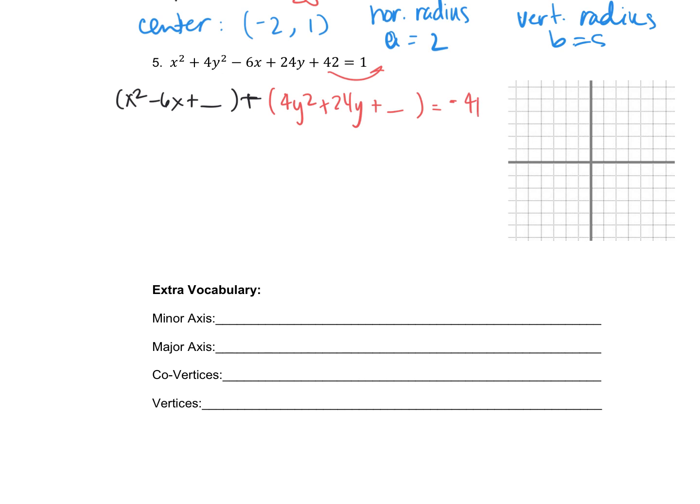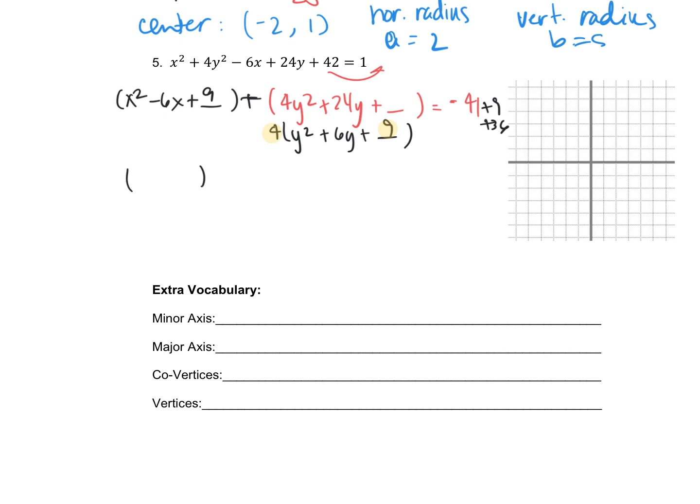Okay, so let's complete the square. So first one, -6 divided by 2 squared is going to give me a 9. So I had 9 over here. This is good. Oh, this one, sorry, we have to pull out a 4 first. Now we can do something with that. So that's going to be a 9 again. But don't forget, it's 4 times 9. So we have 4 times 9. So that means we have to put 36 over here.